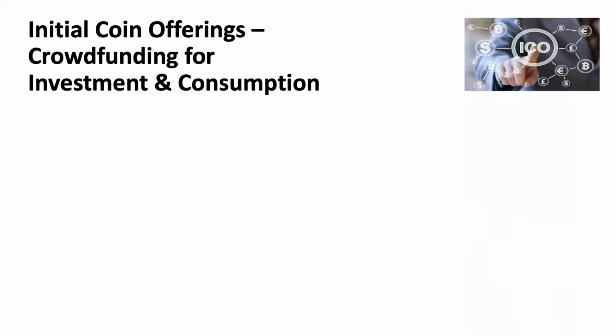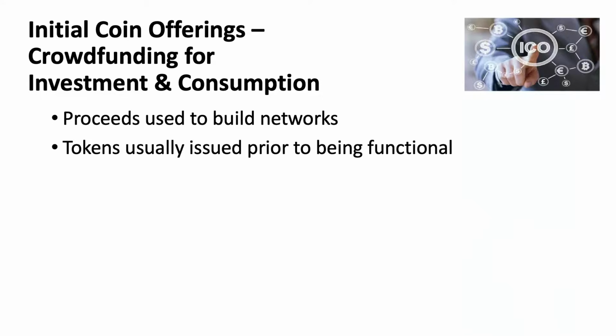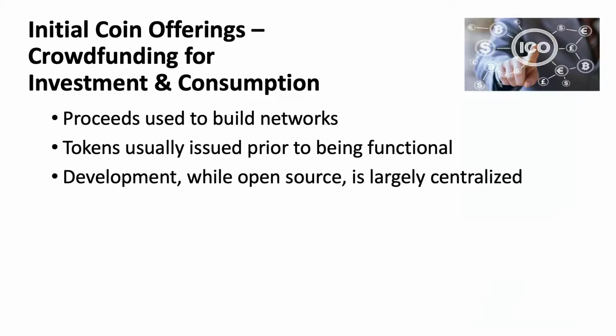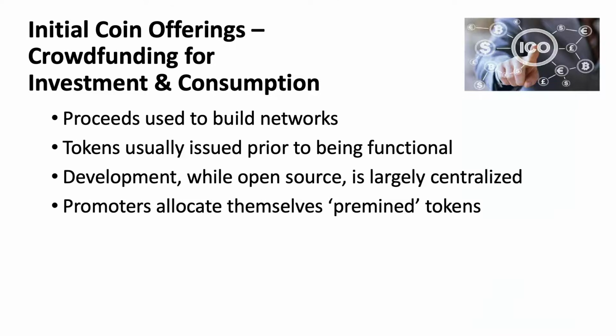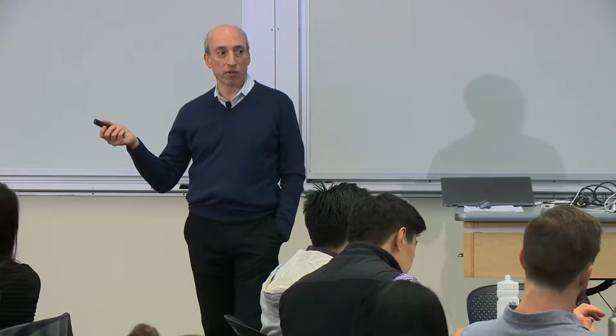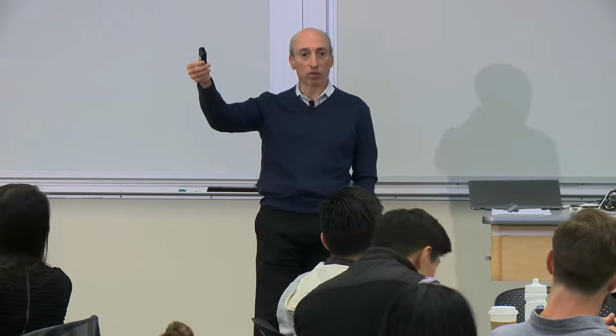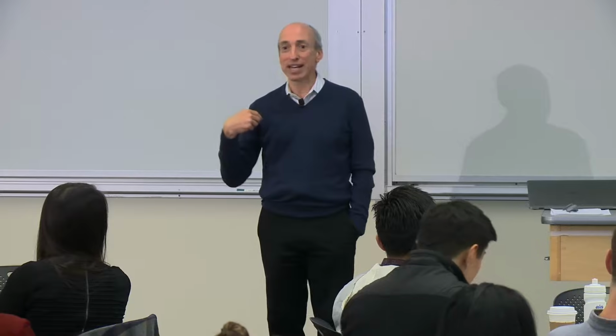But it has led to something called initial coin offerings, which we're going to study a bunch later in the semester. Initial coin offerings raise money to build a network. But the tokens are usually issued before they're usable. And a token is some native currency to be used on a network. The development is open, but highly centralized. The promoters usually give themselves some skin in the game or some vig. In the Ethereum initial coin offering, the foundation kept 10%, Joe Lubin kept 10%, and the other 80% was sold to the public. But some keep 60 or 80% for themselves.